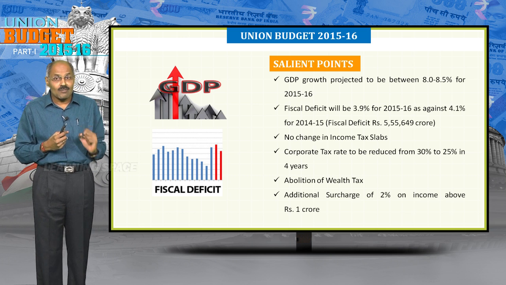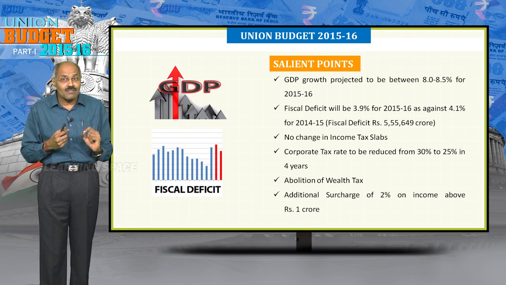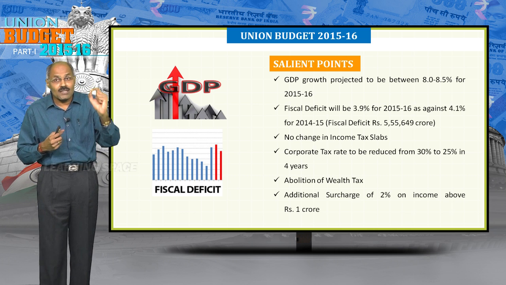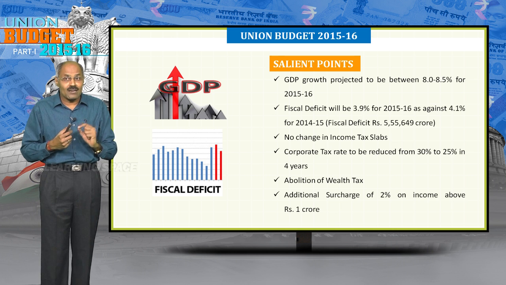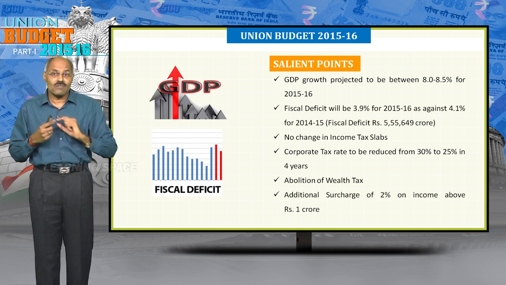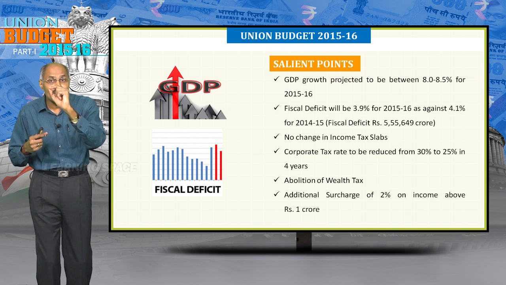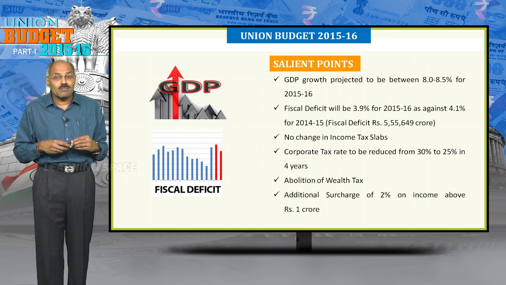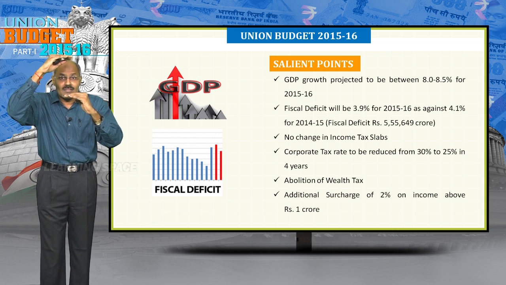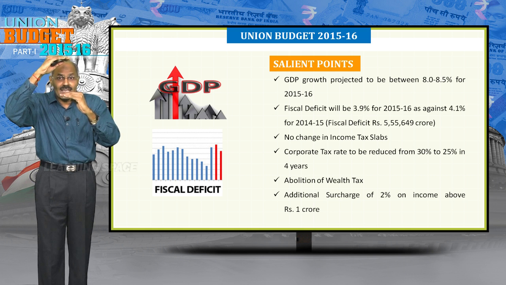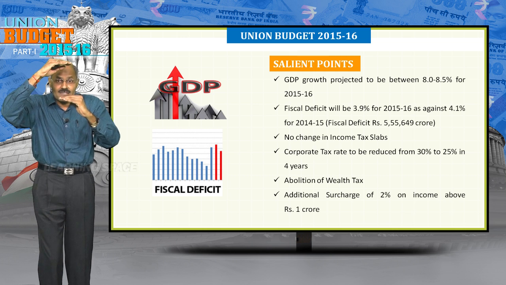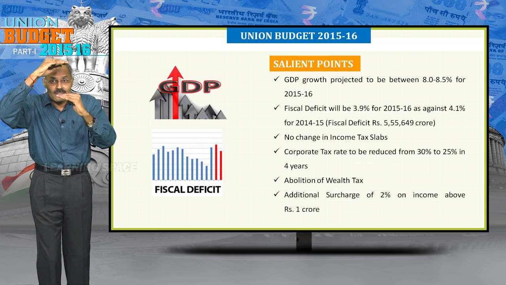Fiscal deficit, we have already discussed. Fiscal deficit will be around 5,55,000 crores. It will be 3.9% for 2015-16. Fiscal deficit, I would like to tell you once again, is the difference between the government's expenditure and revenue. This gap is bridged by taking market borrowing from banks and other financial institutions.